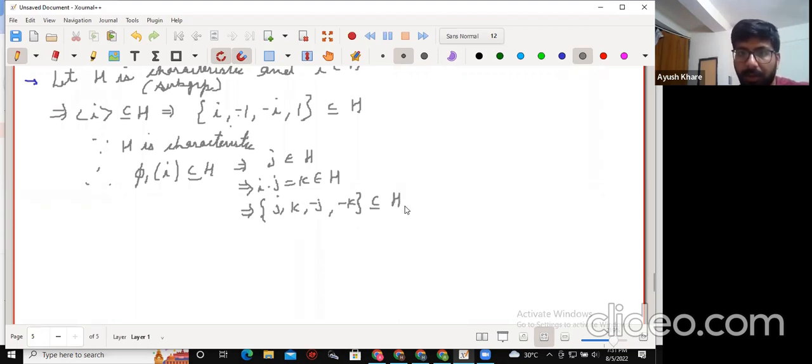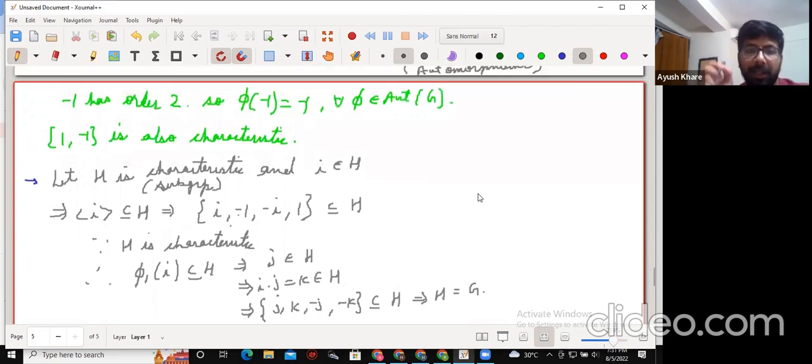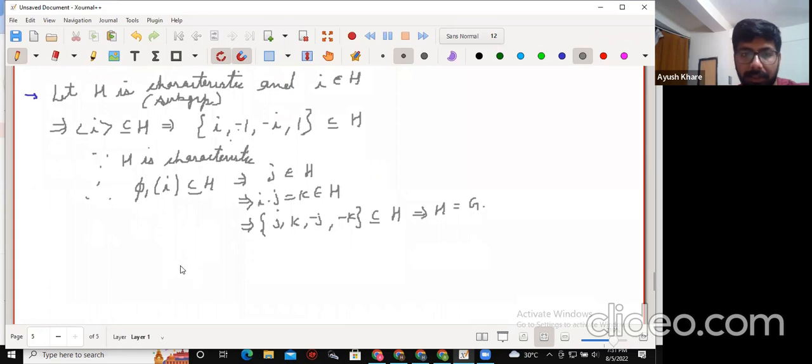Your H is nothing but G. So there are only three possibilities. First is 1, second is 1 and minus 1. And as soon as you take a characteristic subgroup containing any of i, j, k, minus i, minus j, minus k, the characteristic property will force your H to be G. So there are just three characteristic subgroups. Okay.